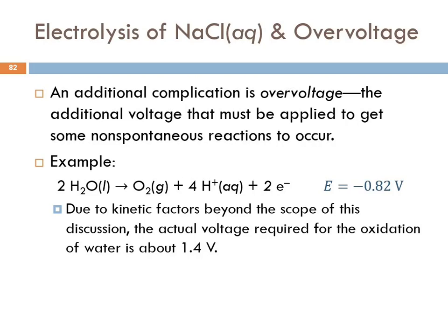And just to make things a little more complicated, there's something called overvoltage or overpotential. And this is an additional voltage that must be applied to get some non-spontaneous reactions to occur. So we just looked at this half reaction, the oxidation of water, right? And we did a calculation accounting for the lower concentration of hydrogen ions, and we found that the potential was minus 0.82 volts. Well, it turns out that that's not enough voltage to cause this reaction to go. It actually requires about 1.4 volts of energy to be applied. And the reason for this is kinetic factors beyond the scope of this discussion.